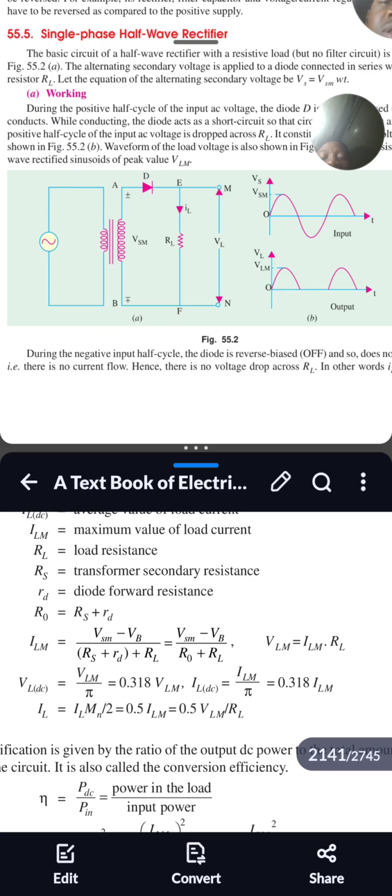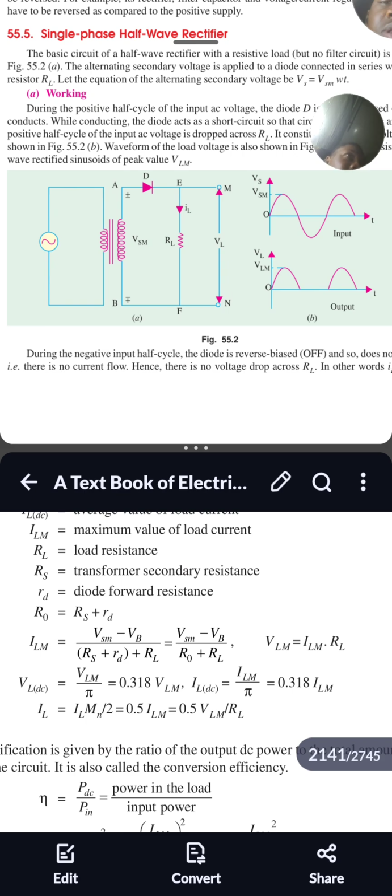How the diode forward resistance. Now there is something I want to tell you. Let's say you are dealing with a full wave bridge which has 4 diodes. If you have to calculate anything, like if you're looking for IM, you know IM equals VM over RL plus RS.